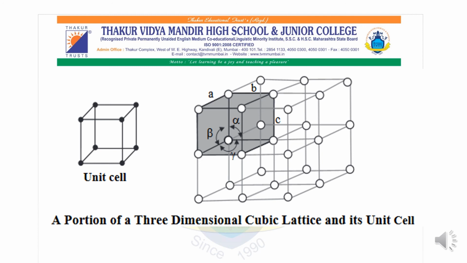The dimensions of the unit cell along the three axes are denoted by the symbols a, b and c. The angles between the axes are represented by the symbols alpha, beta and gamma.